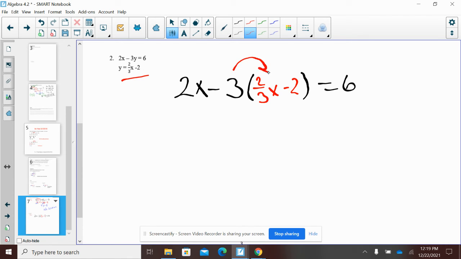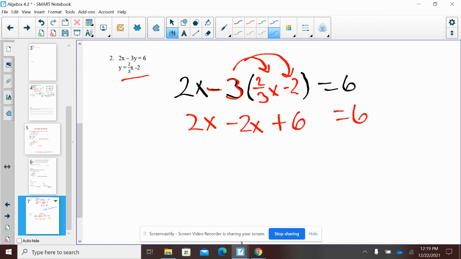I'm going to use the distributive property. Okay, and I'm going to be distributing this negative 3 into the parentheses. When I do that, first I'm going to bring down this 2x, and this equals 6. So now when I do that, negative 3 times 2 is negative 6, divided by 3 is 2, so negative 2. So we get a minus 2x. Okay. Then negative 3 times negative 2 is a positive 6, since negative times negative is positive.